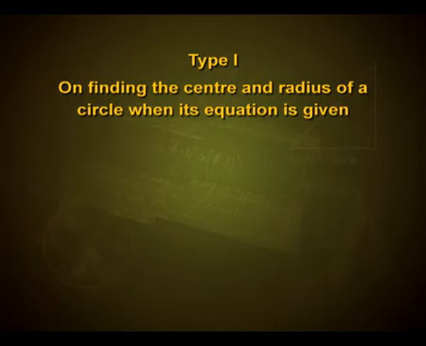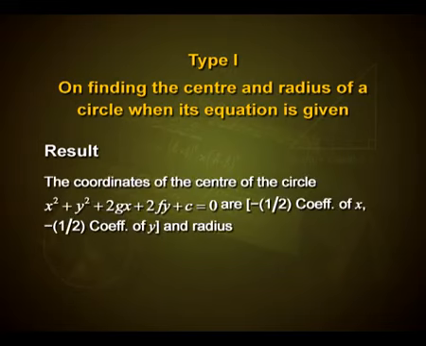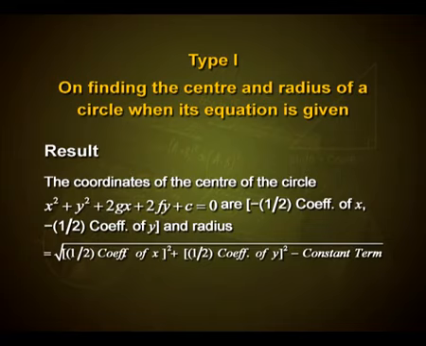Now, let us look up into type 1 equations on finding the center and radius of a circle when its equation is given. We have an important result here to solve the problems. The coordinates of the center of the circle x square plus y square plus 2gx plus 2fy plus c is equal to 0 are minus 1 upon 2 coefficient of x, comma, minus 1 upon 2 coefficient of y and radius is equal to square root of 1 upon 2 coefficient of x whole square plus 1 upon 2 coefficient of y whole square minus constant term.